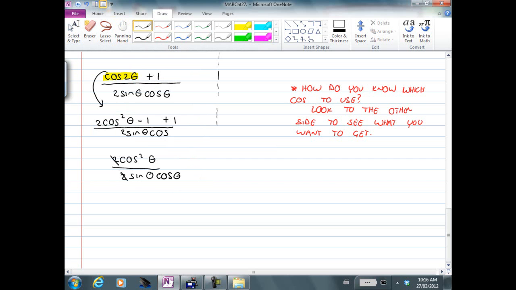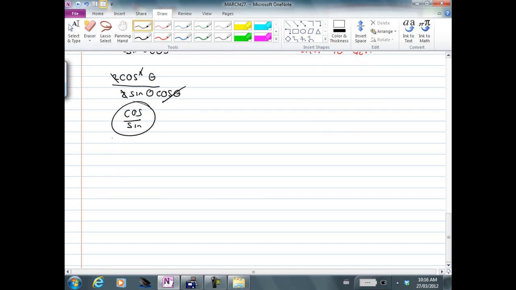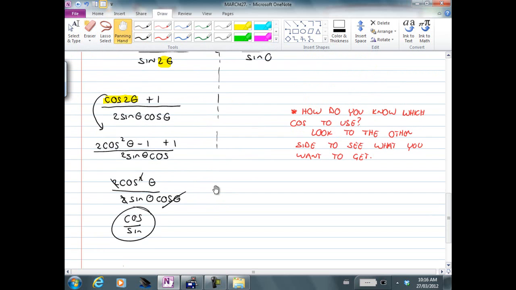2's, bye-bye. Cos, bye-bye. You're left with cos over sine. Life doesn't get any easier than this. Well, I thought if it's one whole equation, you can't cross it out. Yeah, you can't cross it out if it's being added or subtracted. For example, let's say you have 1 plus cos squared theta over 2 sine cos. You can't cross it out like this because it's 1 plus cos. That's the reason why. So left side equals right side. That's all there is to it.